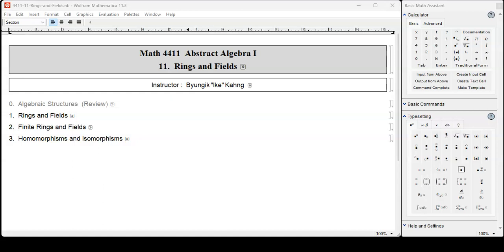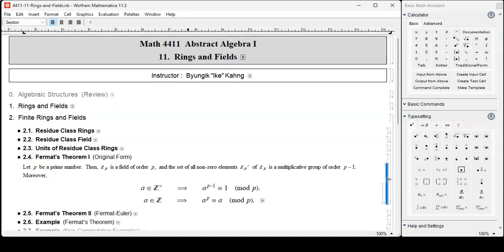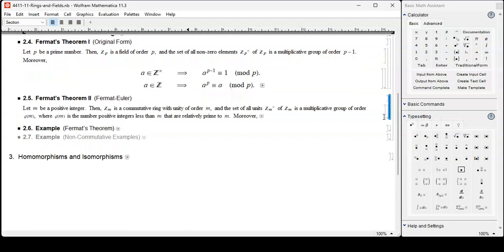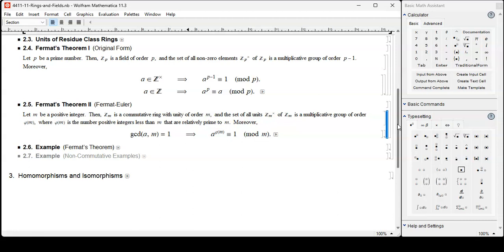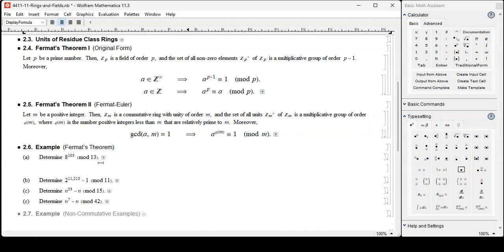Hello students, welcome back. Previously we went through the theory of Fermat's theorem. Here's the original form. And then here's the extension by Euler. Now let's do some application problems, such as these. Ready? How about this?